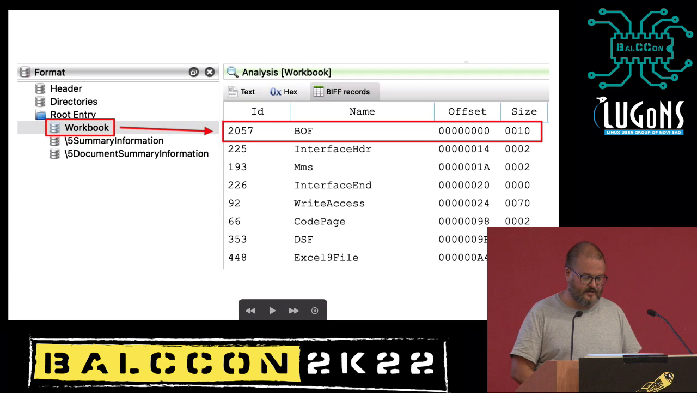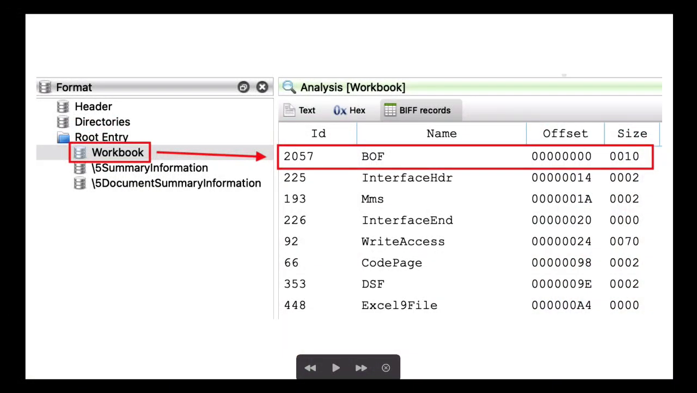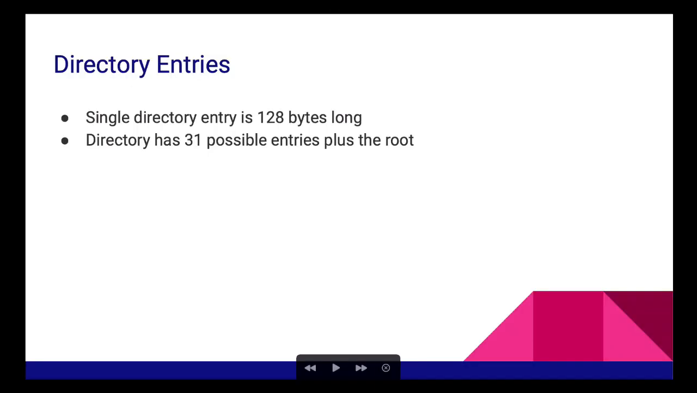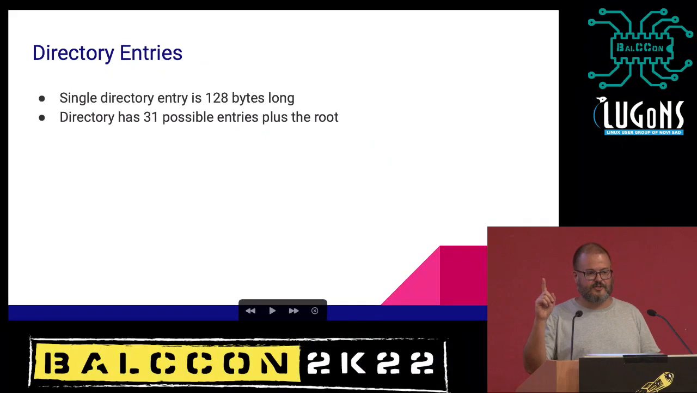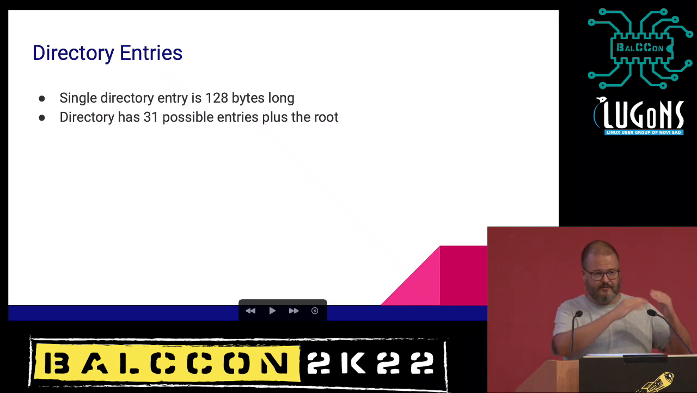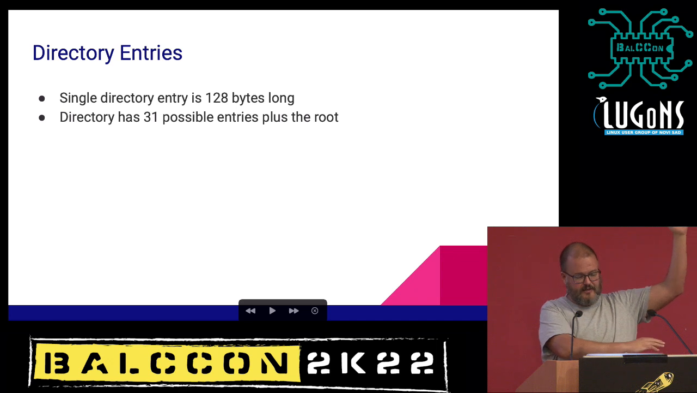And you can see here, again, in Cerbero Profiler, if we're looking at the workbook, it begins with a BOF, the BOF record, which is what we were talking about a little bit ago. Now, a single directory entry is 128 bytes long. And a full directory in a compound file has 31 possible entries plus the root entry, so 32 entries.